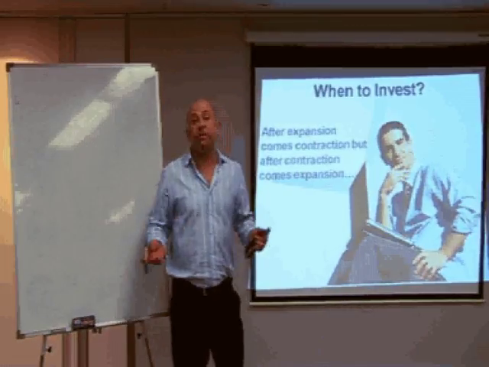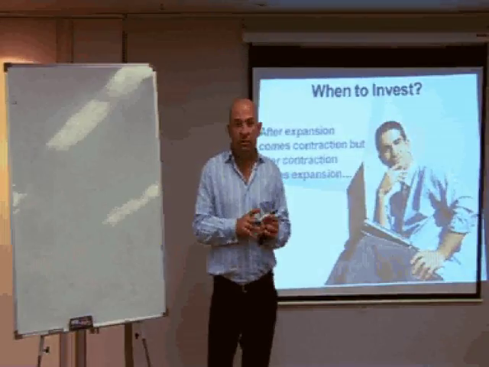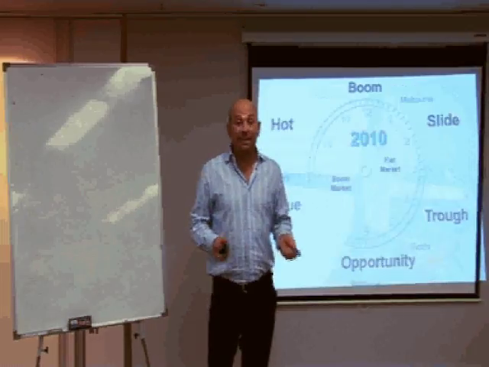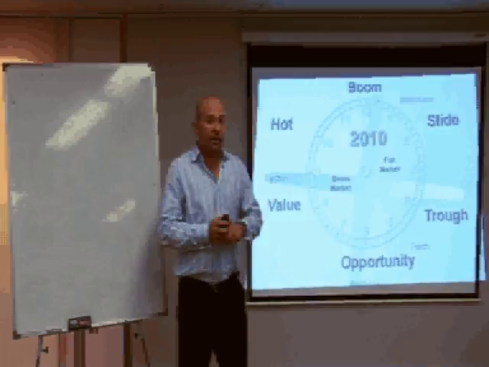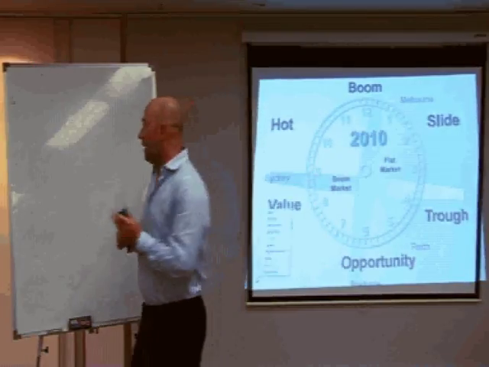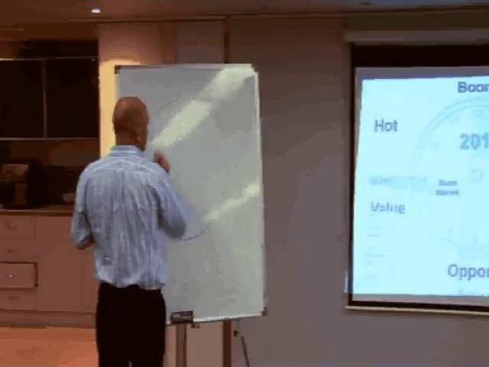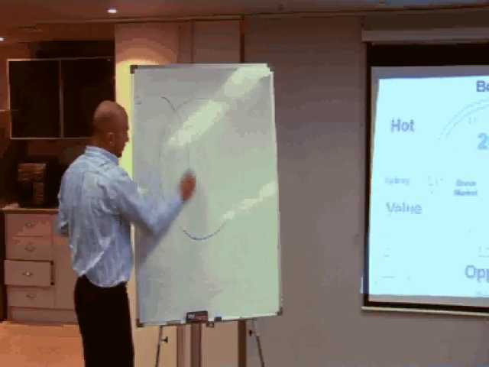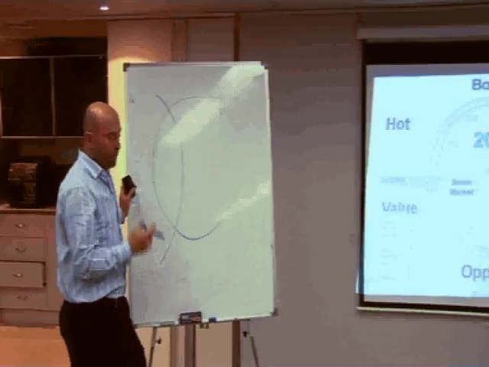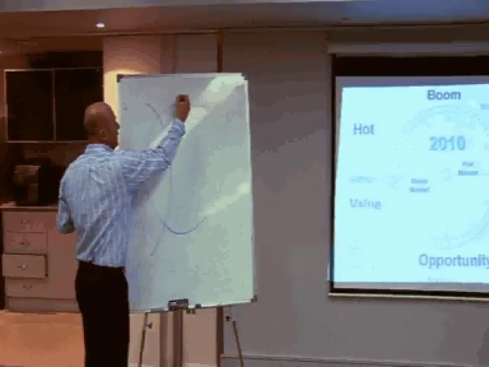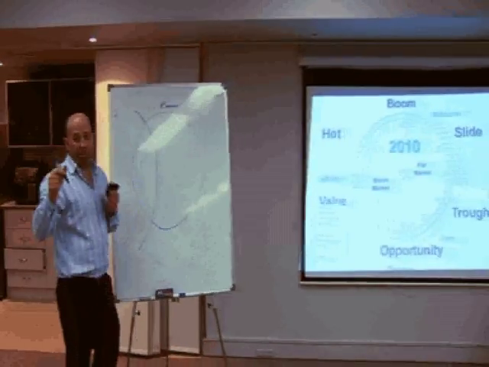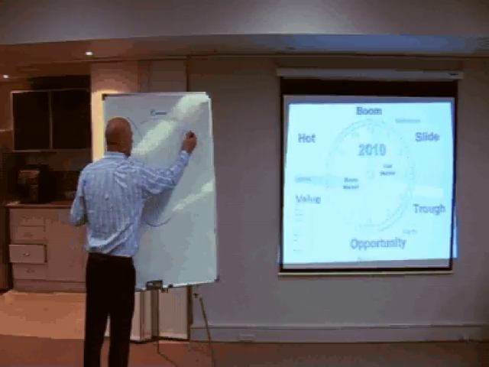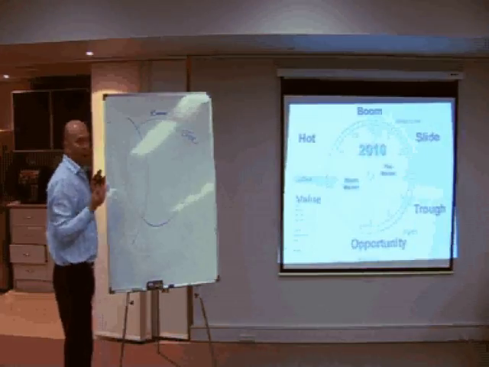When to invest. After expansion comes contraction, but after contraction comes expansion. That's just the way the market moves. Let's take a look at the market. The market goes through peaks and troughs, and essentially during that time we've got an opportunity, if we buy at the right time, to get the best capital growth. At the top we've got boom. Who wants to buy in a booming market? No one, right?